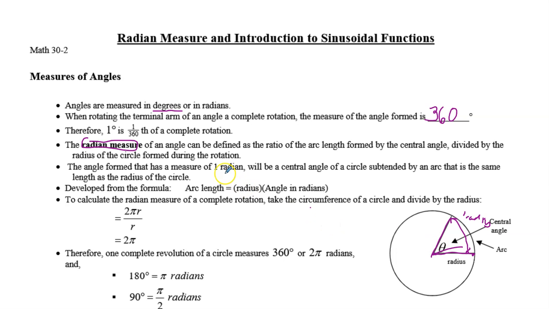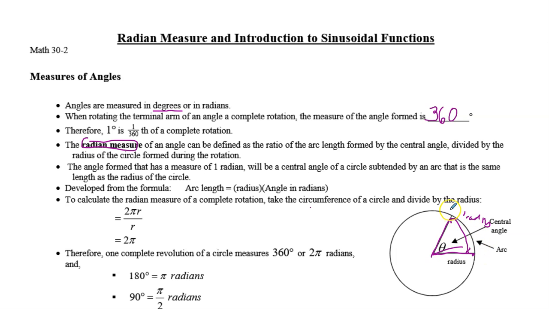So the angle that has a measure of 1 radian will be a central angle of the circle, subtended by an arc, so that means this is the arc, that is the same length as the radius. And it's developed from the formula: the arc length is equal to the radius times the angle in radians. This arc length, right, is the radius. And if this angle is 1 radian, then this will be 1 radius.